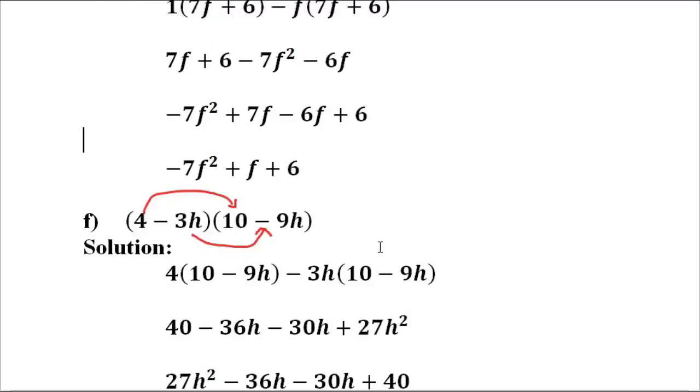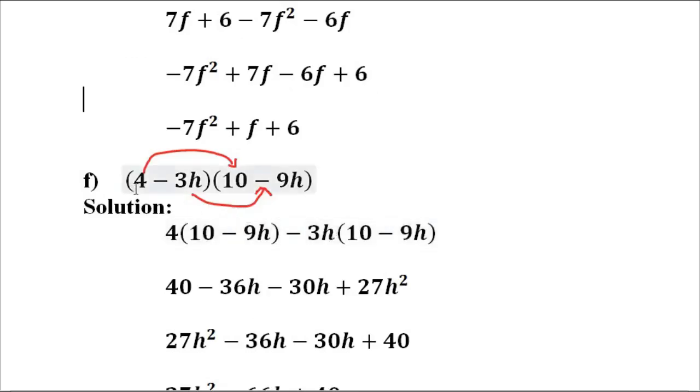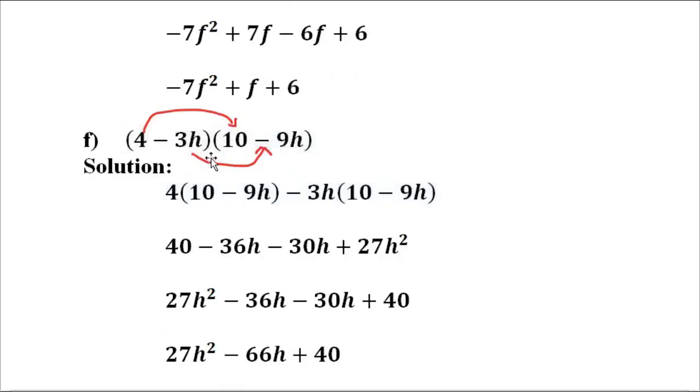Let's jump into number 6, where we have in parentheses positive 4 negative 3h and then in parentheses positive 10 negative 9h. To simplify the given expression, I will remove the first set of parentheses. To do this, let's multiply positive 4 to the expression within parentheses positive 10 negative 9h and negative 3h to the expression within parentheses positive 10 negative 9h. We have 4 times 10 negative 9h, negative 3h times 10 negative 9h.